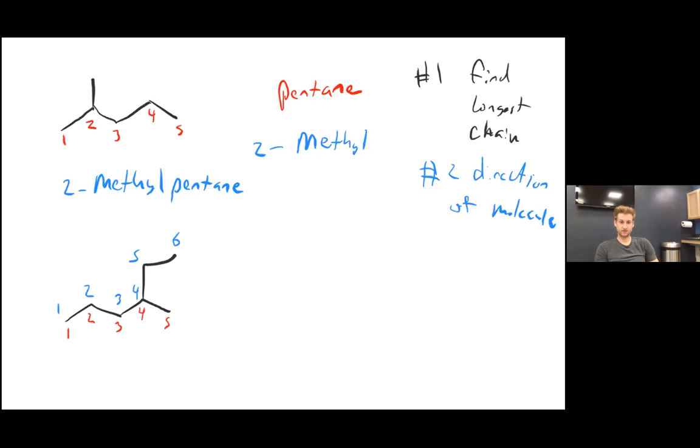So clearly going up into the right direction, which gets you to 6 carbons, is longer than going straight across. So because of that, this here in blue is going to be our longest chain. So 6 carbons, hexane, we can start by writing that down.